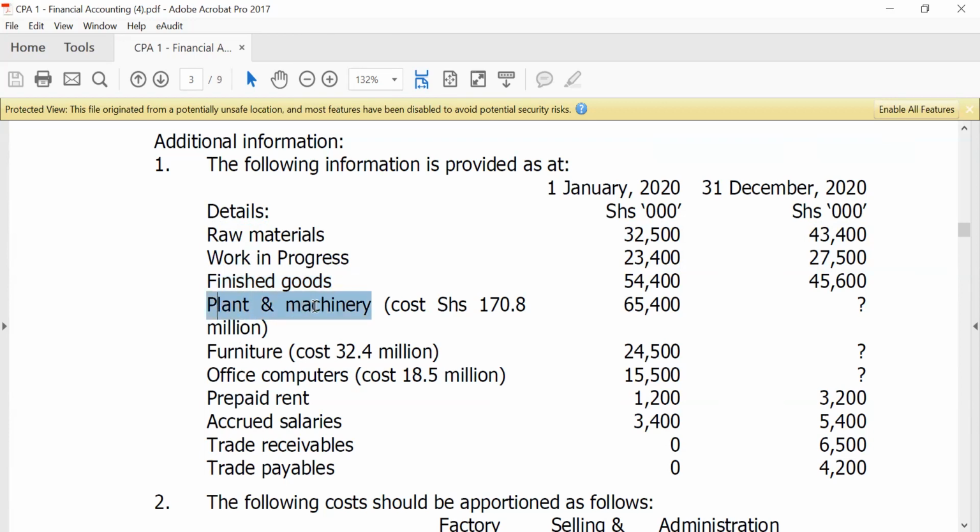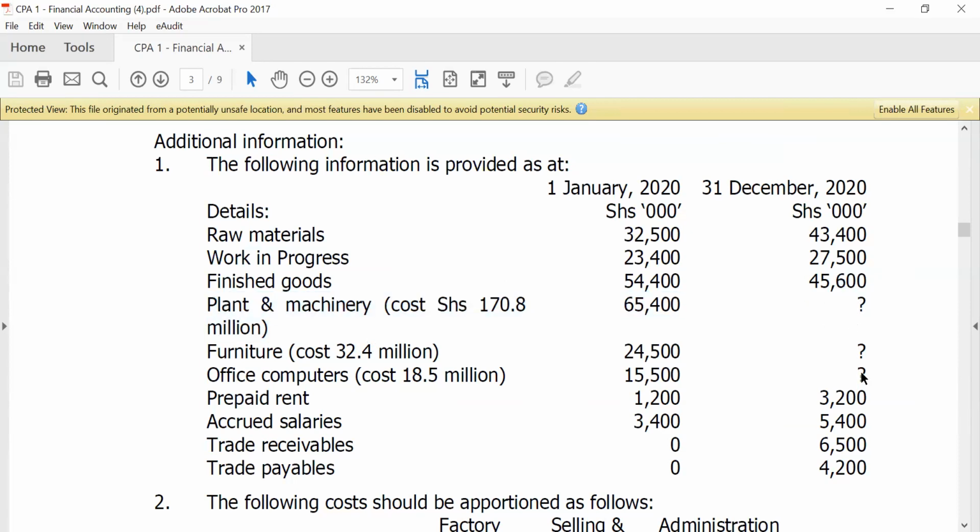And then we have the plant and machinery, which costs us 170.8 million. And then we have furniture, which costs us 32.4 million. Now, as you can realize, for plant and machinery, here they put a blank. They put a question mark. Here they also put a question mark. Here they also put a question mark. What does this mean? It means that you have to determine its respective values.